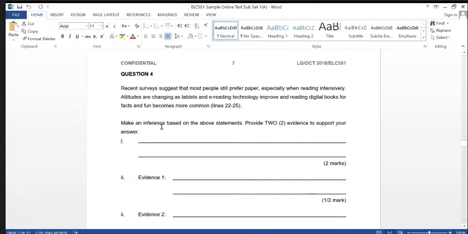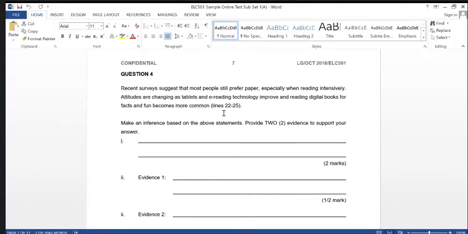Infer is something that is not stated clearly, a hidden message, an underlying message. So what they are asking is, you see this sentence, you understand the meaning of this sentence, but actually beyond this, more than what you see literally, at the literal level. Here they say people still prefer paper, especially when reading intensively. We understand that. People prefer to read using paper, book or newspaper, the printed material, especially when they read intensively. That is the meaning of that sentence.